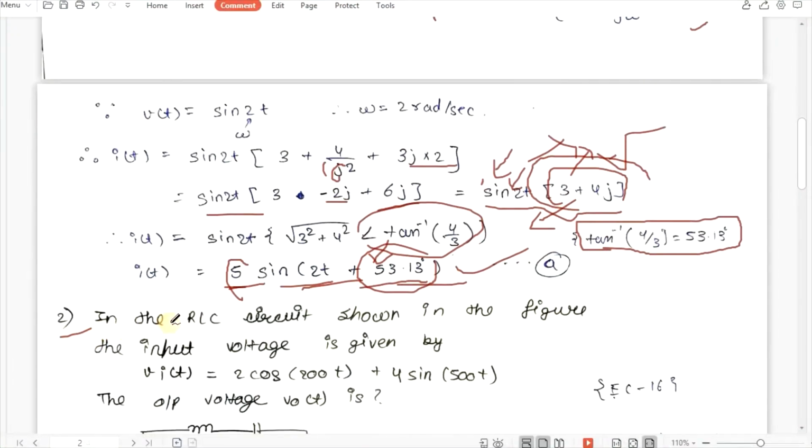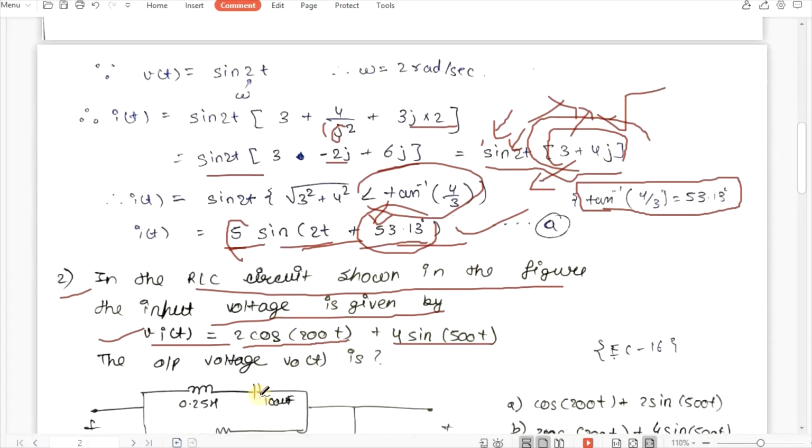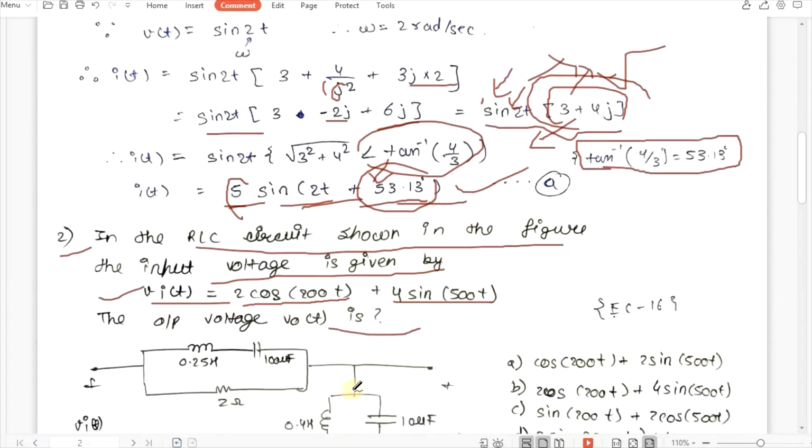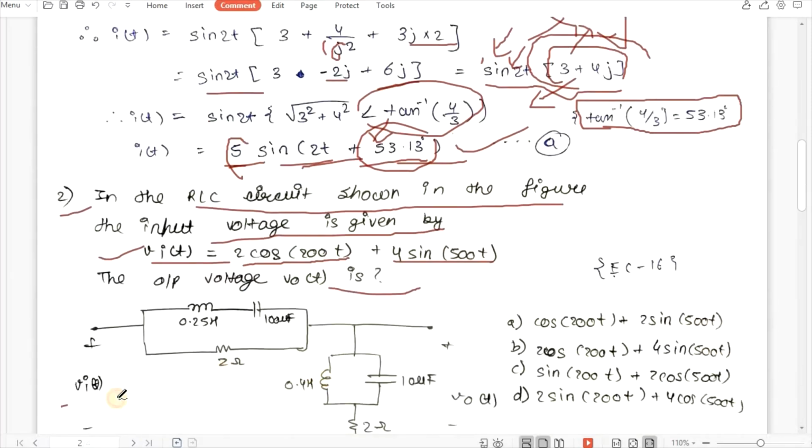This second sum says that in the RLC circuit shown in the figure, the input voltage V of t is given by... so here there is a twist. V of t is now having two inputs, which is 2 cos 200t plus 4 sin 500t. And we have to get the output voltage V of t. So this is our input, this is our output, which we have to calculate. And these are the options.